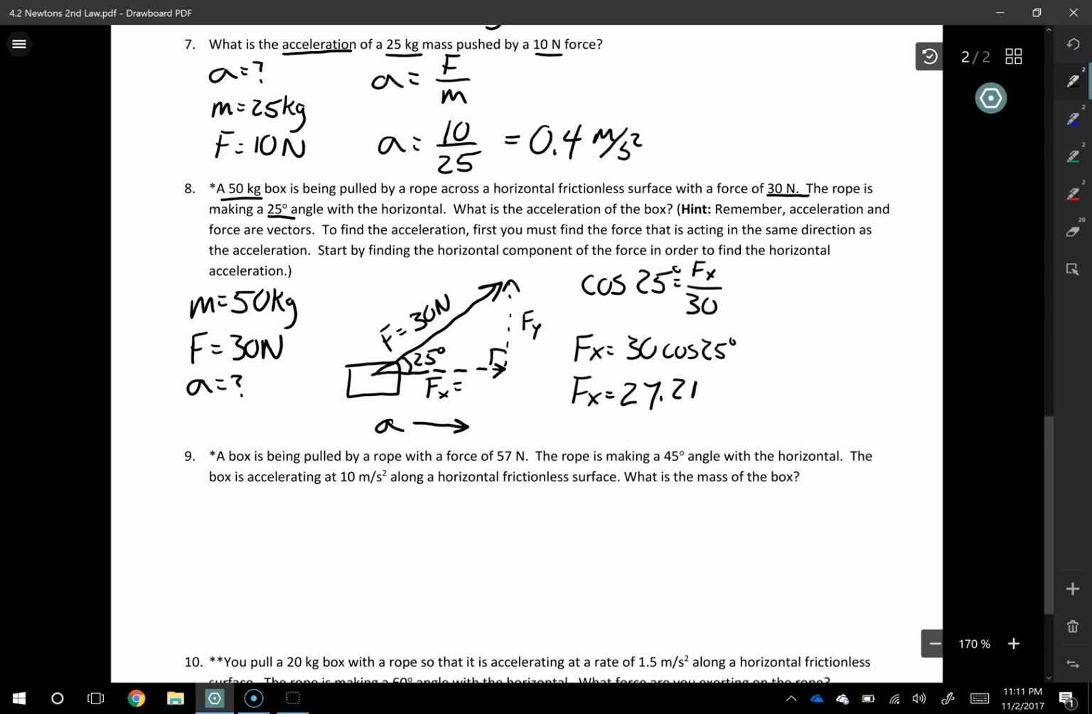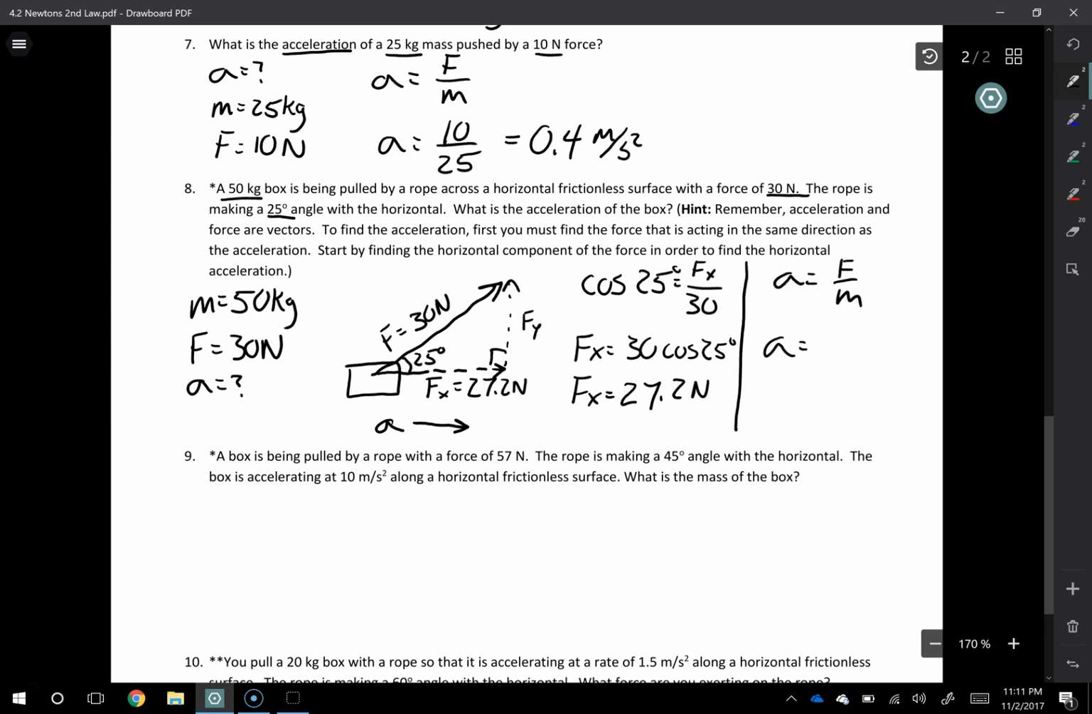27.2 newtons. So the x component of the force is 27.2 newtons. Sure, you're pulling up at 30, but only 27.2 is going exactly horizontal. And that's the part of the force that's causing this acceleration. Okay, so now that we know that force, we're ready to do Newton's second law, which is a is equal to F over m. The acceleration is what we're looking for.